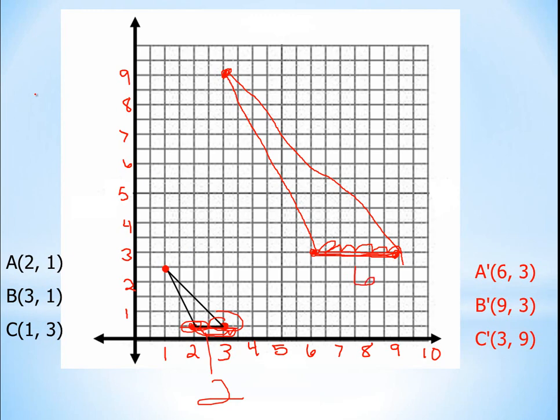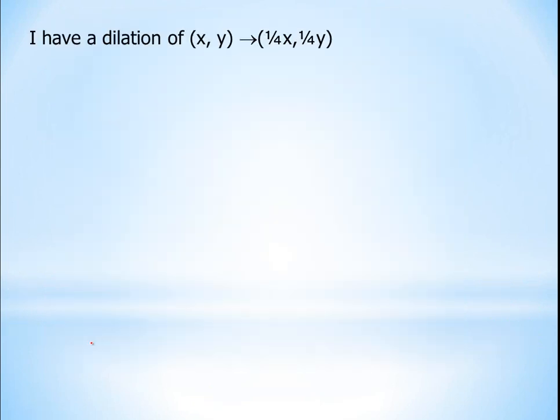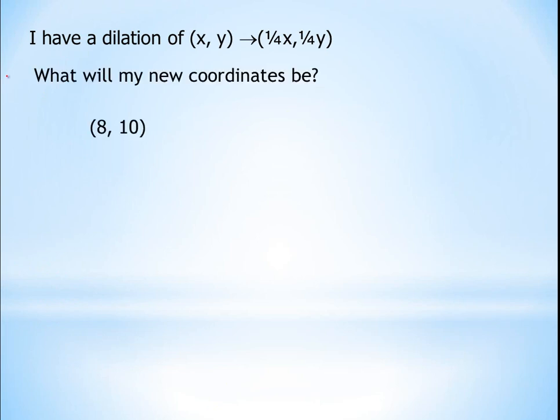So you can even take a shape, and let's say I'm dilating this by a scale factor of 2. This would be 2. What would this be right here? 4. Exactly. Awesome. Okay, so I have a dilation of 1/4. I want you to tell me what the new coordinates will be of these 3 points. So let's look at 8, 10. What would the dilation of 1/4 be?